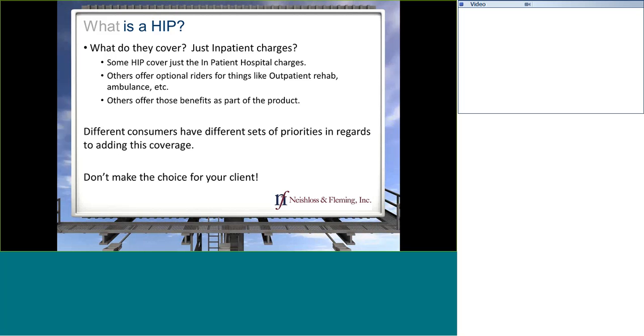So that would be one thing I would caution you on, that what we've seen from our agents is that they've been much more successful writing business with a product that offers optional riders as opposed to an embedded benefit, so you don't have to purchase all of those if that's not really on your priorities list.